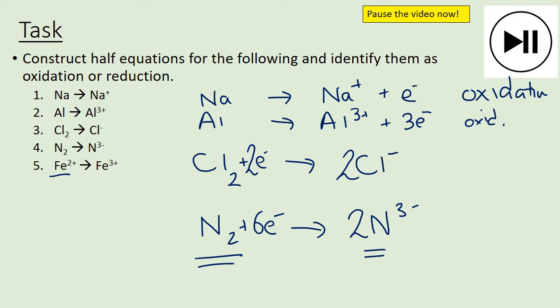And finally, the last one, we've got iron 2+ becoming iron 3+. So what's it doing? It's becoming more positive, which means it's losing an electron. There's only 1 electron involved there.